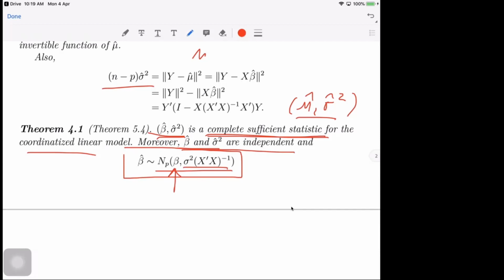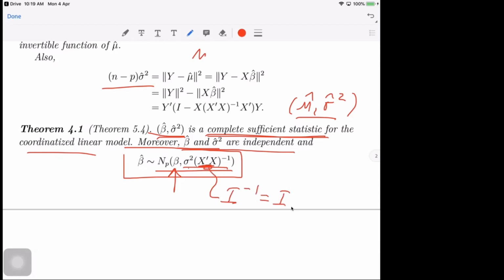Okay, so if mahitabo ng atong basis matrix kay orthogonal, ang x prime x here will just be equal to identity, and inverse of that is just identity.